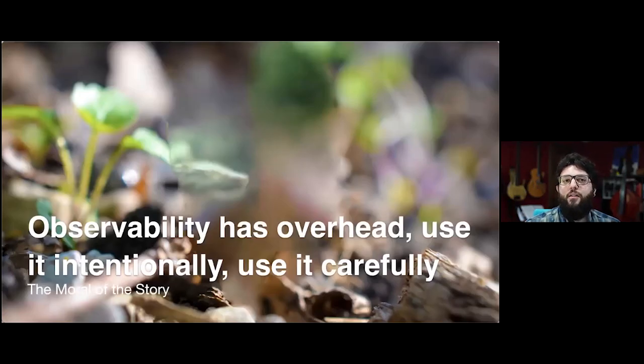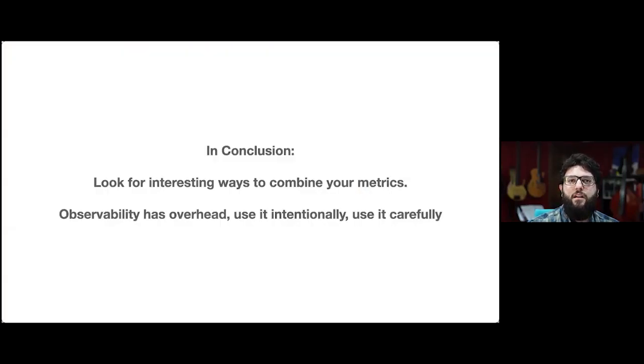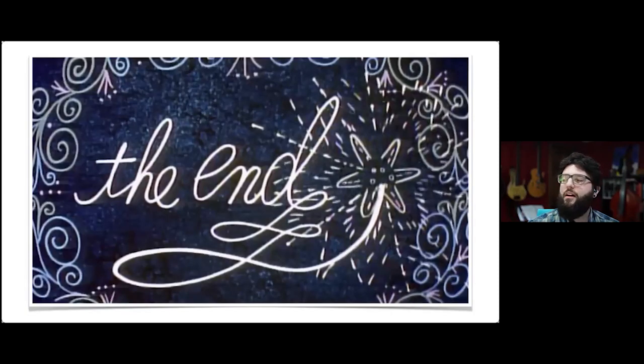So the moral of this story is that observability has overhead. We need to use it intentionally and use it carefully. So in conclusion, we've looked at two different stories. One shows us that we can look at our metrics in interesting ways, find different ways to combine them, maybe apply a little bit of math, and come out with new metrics that are potentially more valuable than the ones we started with. And also that observability has overhead. We need to use it intentionally and use it carefully and be aware of its implementations and the trade-offs that make.